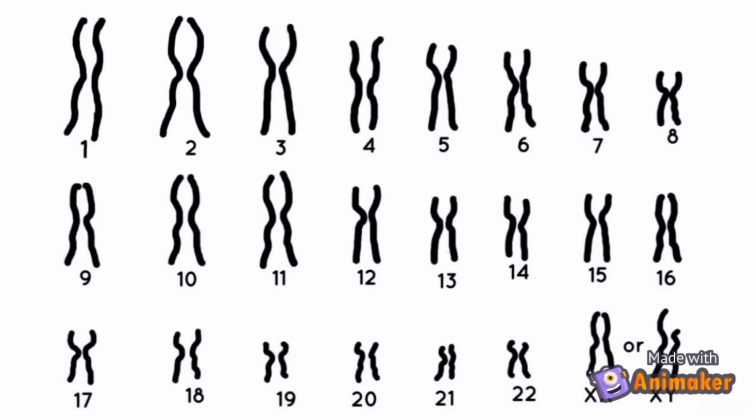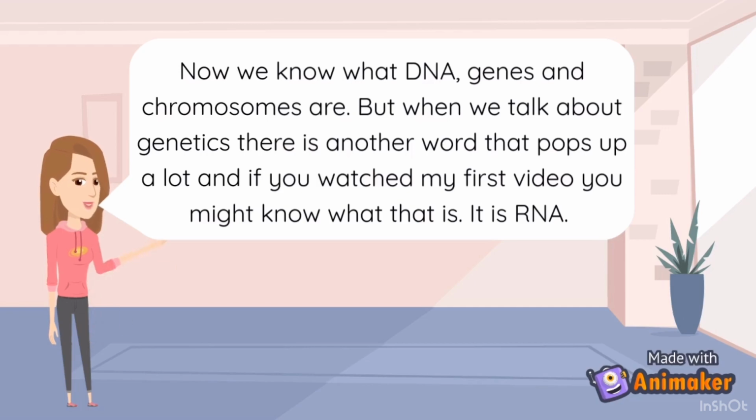The first to the 44th chromosomes are chromosomes 1, 2, 3, 4, etc. But the 45th and the 46th chromosomes are called X and Y chromosomes. Now, we know what DNA, genes, and chromosomes are. But when we talk about genetics, there is another important word that pops up a lot. And if you've watched my first video, you might know what that is. It is RNA.